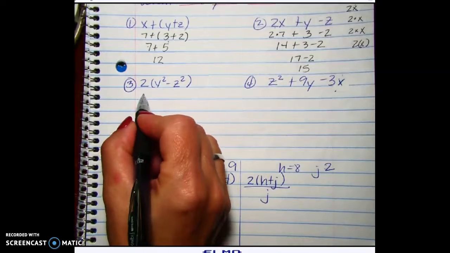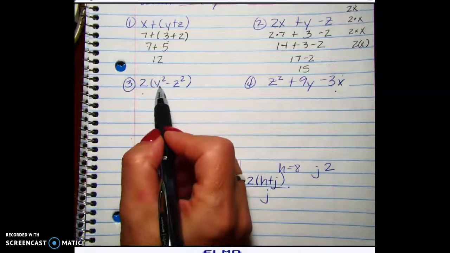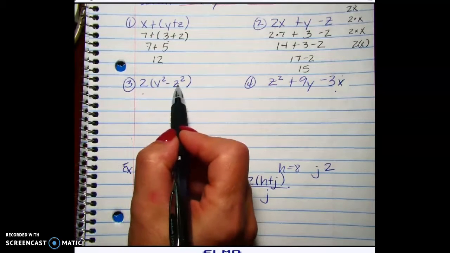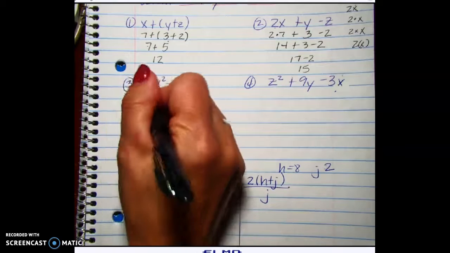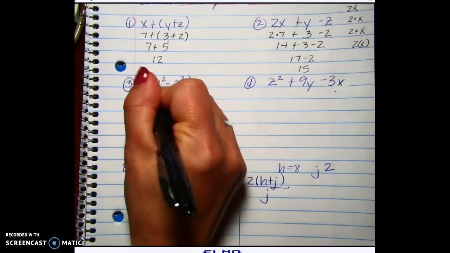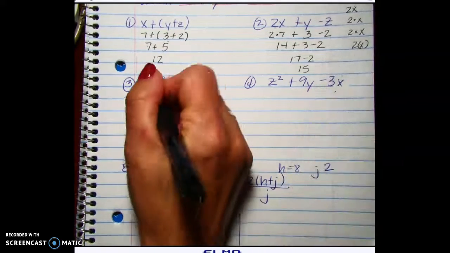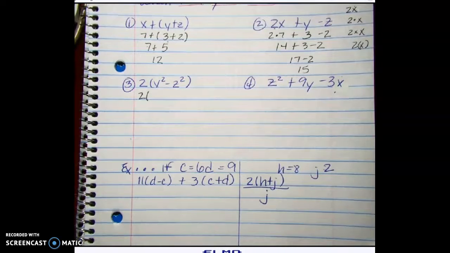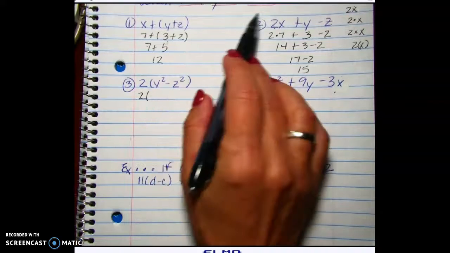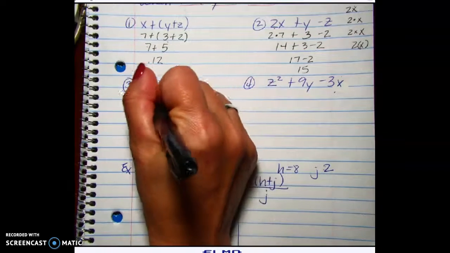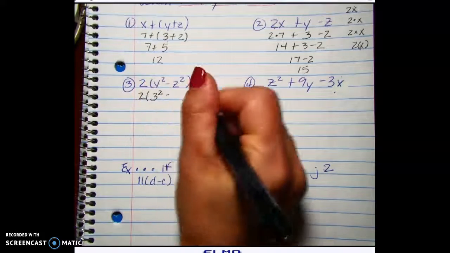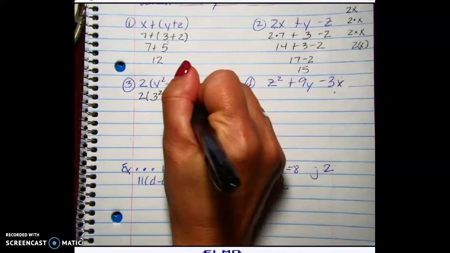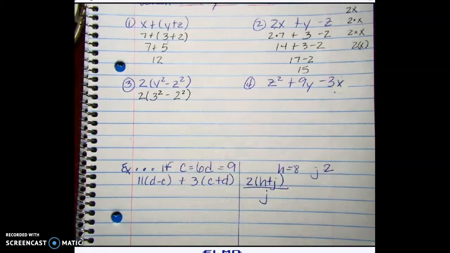So I have 2 with the difference of y squared and z squared. All right, so I rewrite 2. Remember, this means multiply, remember? So I'm going to just go ahead and leave that there. I'm going to plug in my numbers. y would be 3 squared minus 2 squared. Okay, so now I solve.